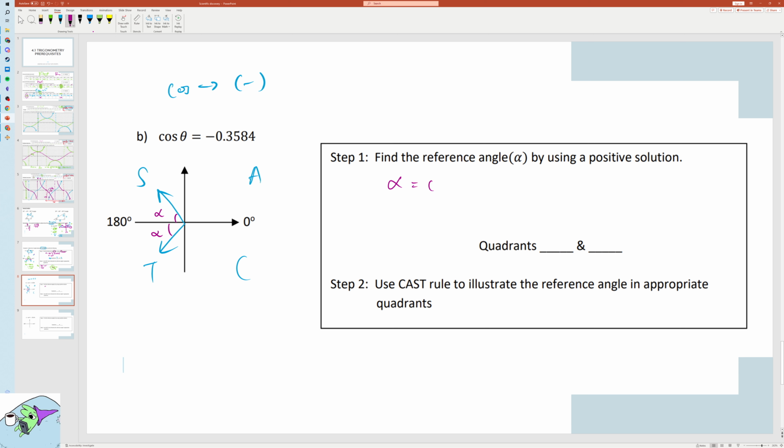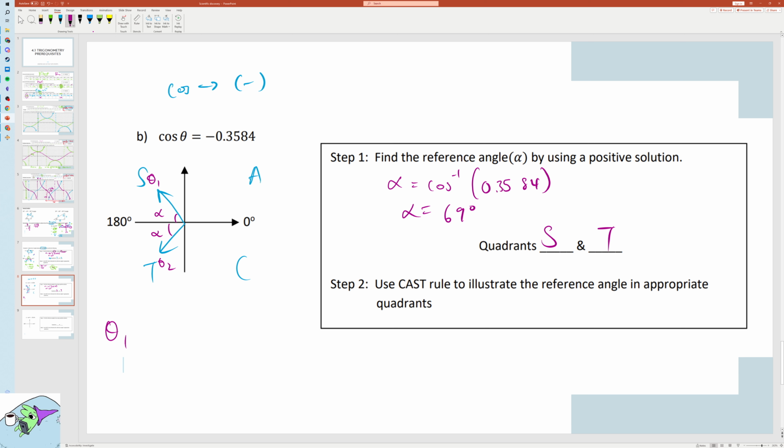Alpha is equal to cos inverse of positive 0.3584. Second function cosine of 0.3584 is basically 69 degrees. Alpha is equal to 69 degrees. And once again, we already did our analysis earlier: S and T. Now we need to find both of those angles. Let's call it theta 1 and this theta 2. Theta 1, how do we get there?